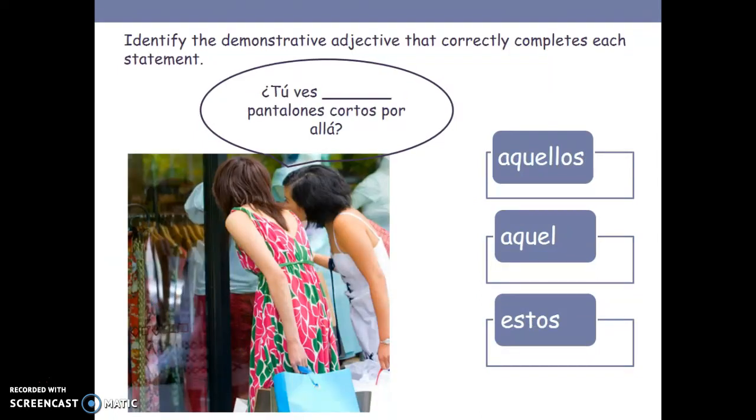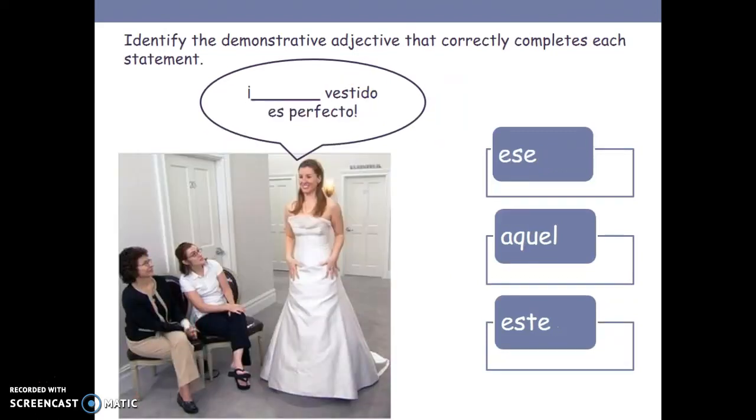¿Tú ves blank pantalones cortos por allá? Do you see blank shorts over there, in there? Which one would you pick? Aquellos, because they're over there in the store. They're far away from her. Blank vestido es perfecto. Blank dress is perfect. Which one would you pick? This dress is perfect.